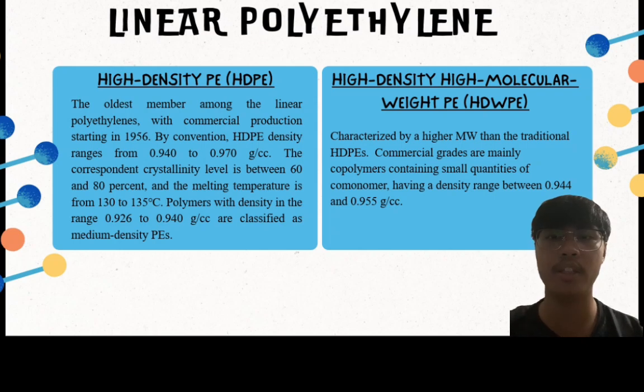And high density, high molecular weight PE, which is HMWPE, is characterized by a higher molecular weight than the traditional HDPEs. Commercial grades are mainly copolymers containing small quantities of comonomers, having a density range between 0.944 and 0.955 gram per cc.